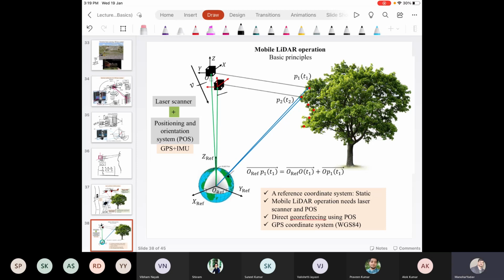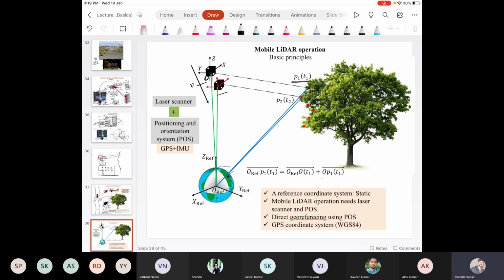So as you see over here at time T1, a raw measurement is recorded by this laser scanner unit in its internal coordinate system. Fine. So let's say if we consider the origin location is O over here.